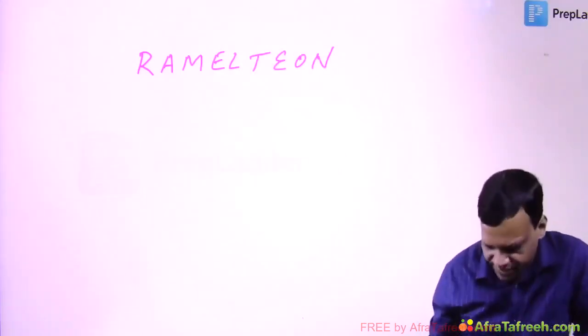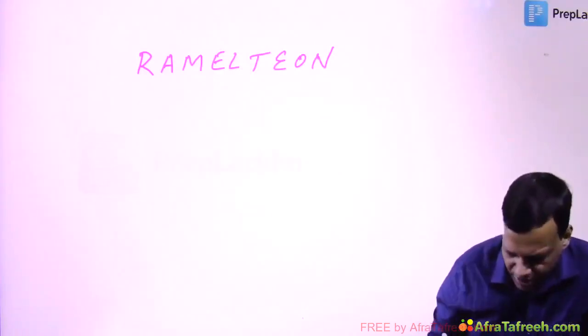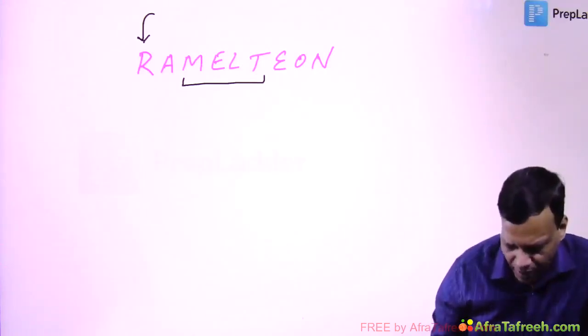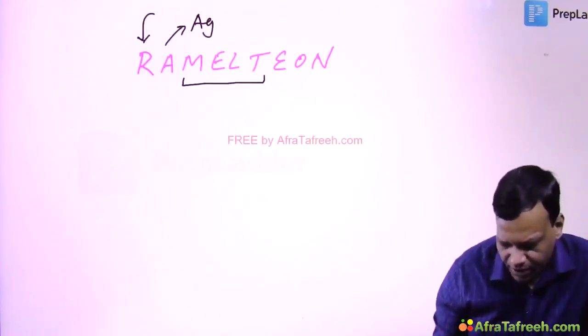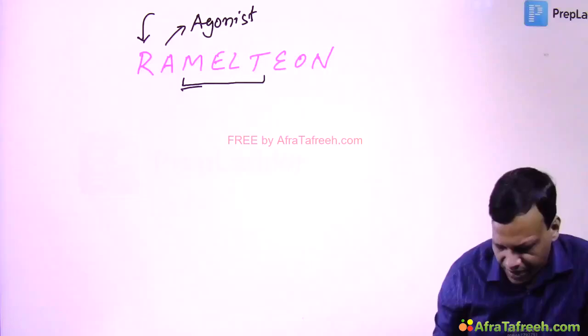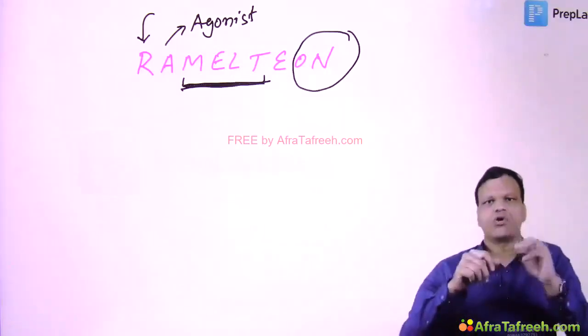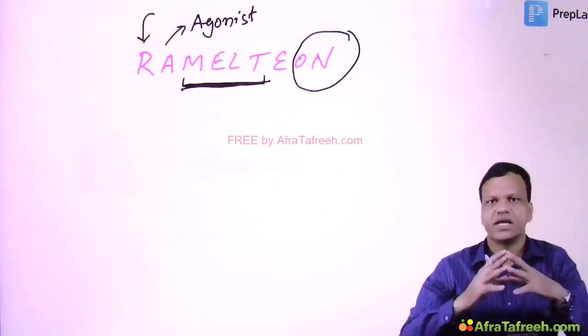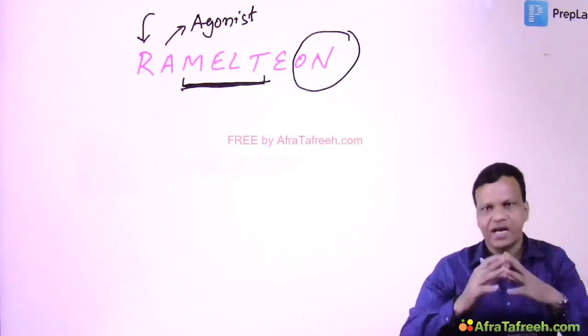So from the name itself you can remember, Ramelteon says it is melatonin. Melt means melatonin, receptor agonist. Melatonin receptor agonist is Ramelteon, or you can safely remember MELT is melatonin is on. So it will make melatonin on. Melatonin will start working. So it is indicated in shift workers and jet lag phenomena.